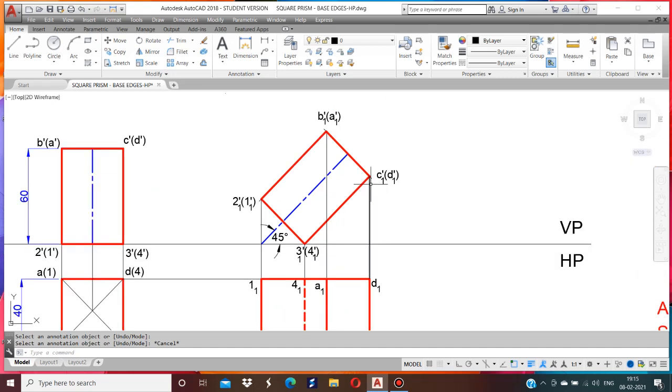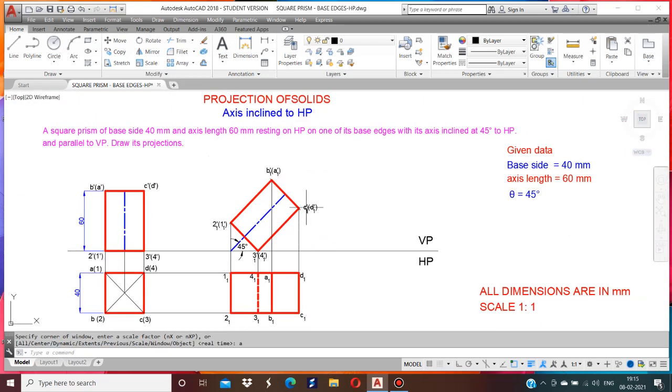Now from the top, draw a vertical line from C1 dash, B1 dash to 3 1 dash, 2 1 dash. Mark the corresponding points as 2 1, 1 1. Here, because 3 4 is a hidden edge, it is shown in dotted line. These are hidden lines. ABCD is the top surface. 1 2 3 4 is the bottom surface. In the bottom surface the outer edge is visible. The 1 2 edge is visible, whereas 3 4 is invisible.